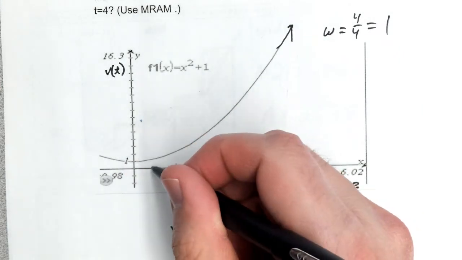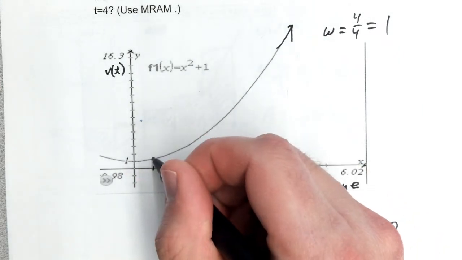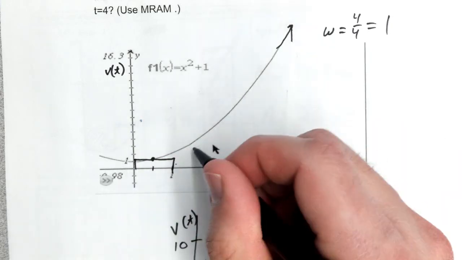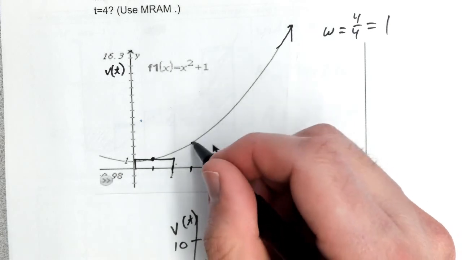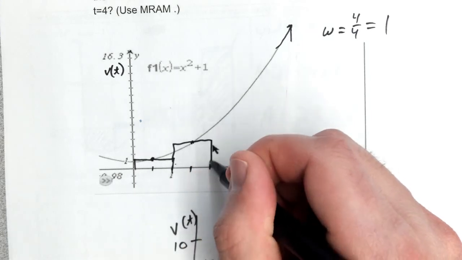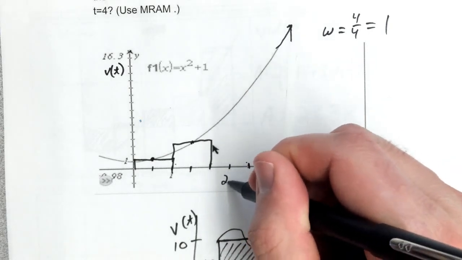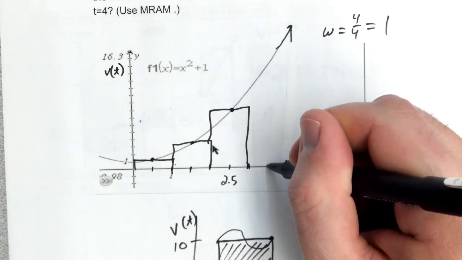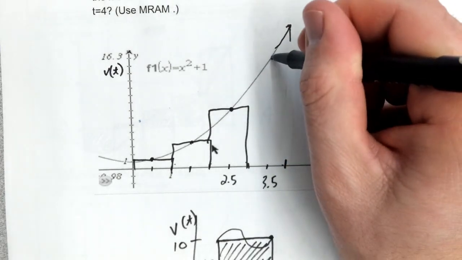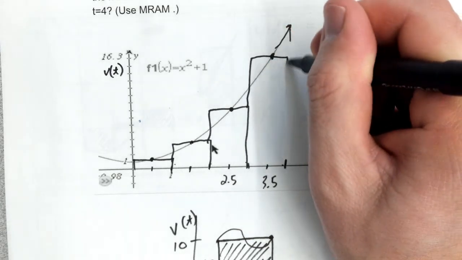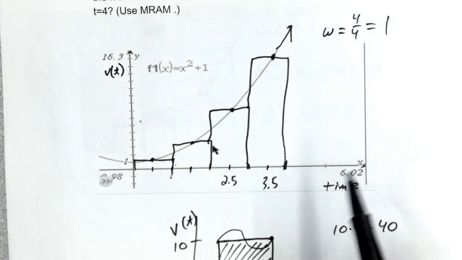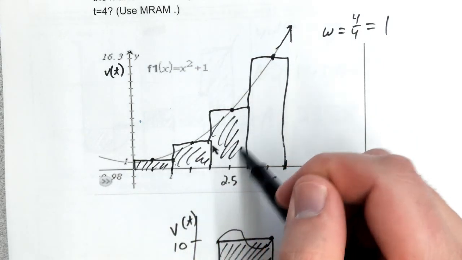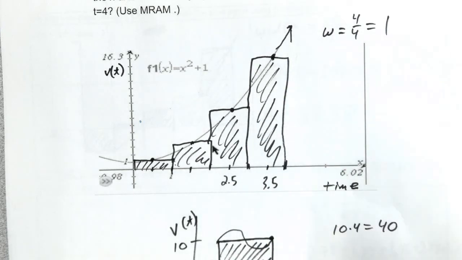And then we're going to use MRAM, right? So we've got this here at 0.5. We've got here at 1.5. We've got here at 2.5. Here at 3.5. And that's how we would sketch those rectangles in. There's four of them there, right? So when we sum these areas, this will give us an approximation of the distance traveled by the particle.